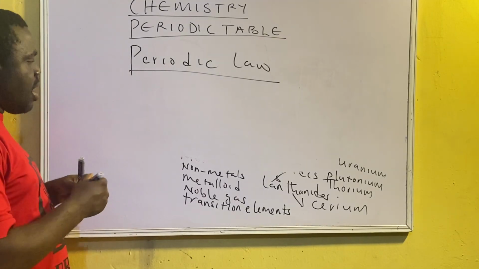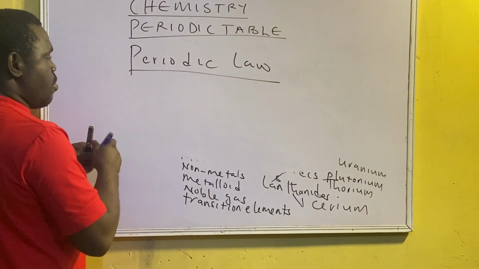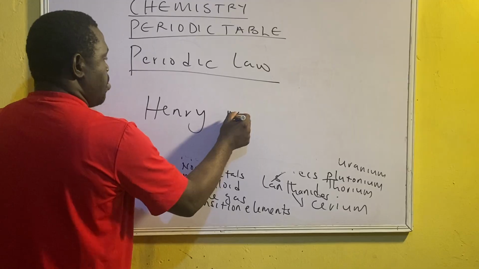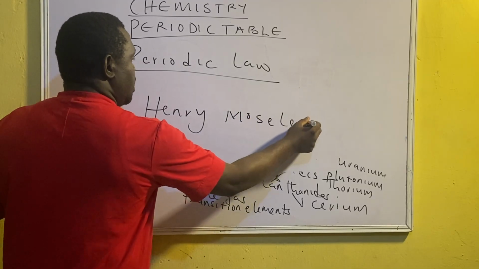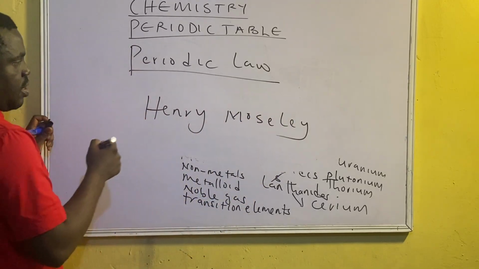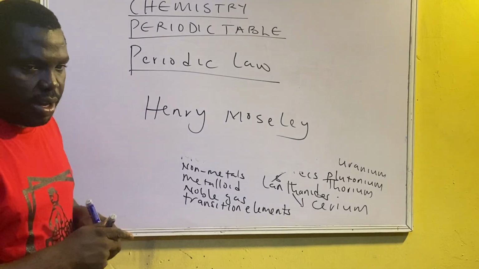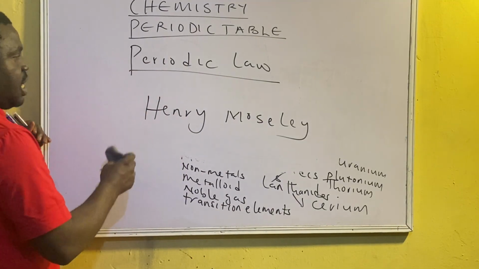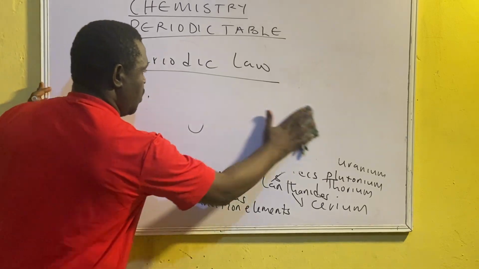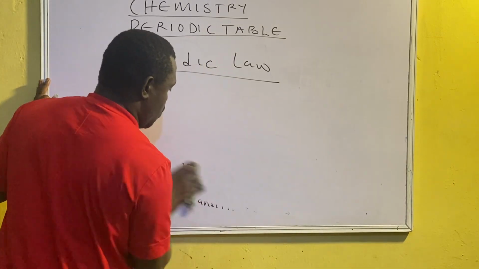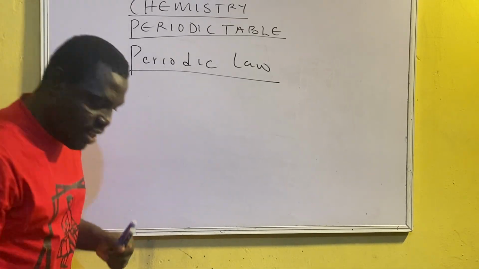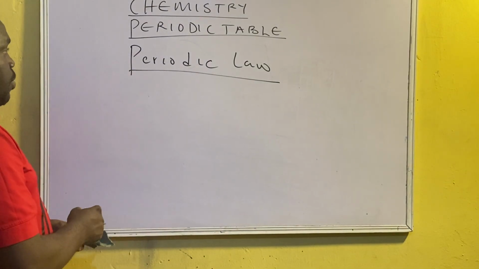I think it was this man called Henry Moseley. That's how I used to call the name. This was the man that did justice to that. Yes, Henry Moseley. So we should applaud him for the contribution that he made in the periodic table as well. Of course, Mendeleev also did an amazing job. In fact, he did the greatest job in the periodic table.